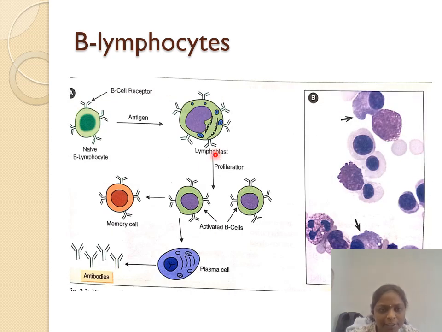Coming to the B lymphocytes. When an antigen gets attached, the B lymphocyte is activated, then it undergoes proliferation and differentiates into plasma cells and memory cells. Plasma cells produce the antibodies, whereas the memory cells help in producing lifelong memory in the body.